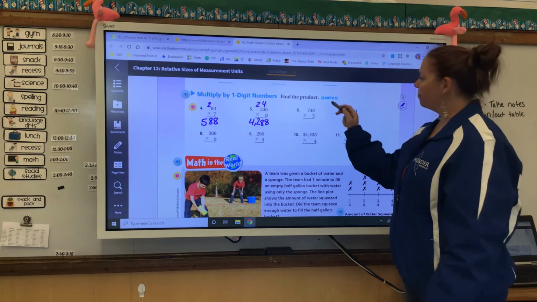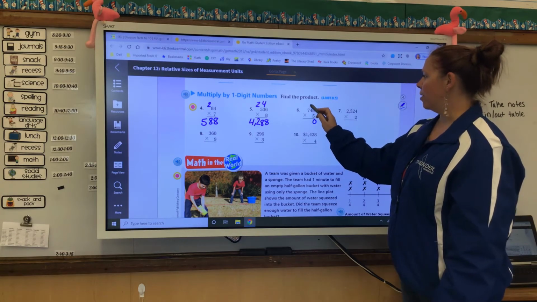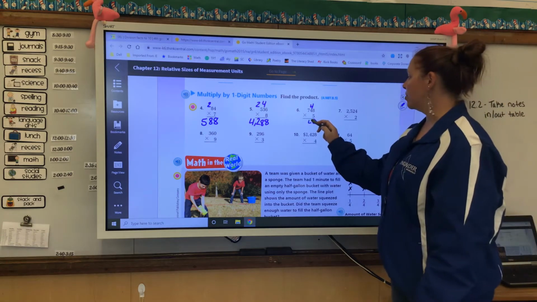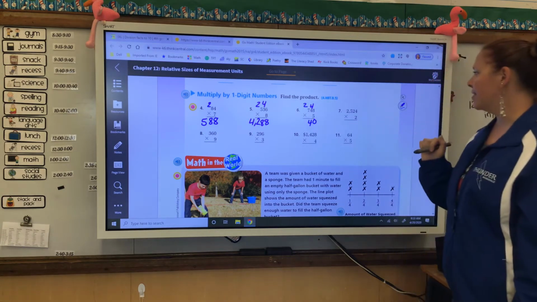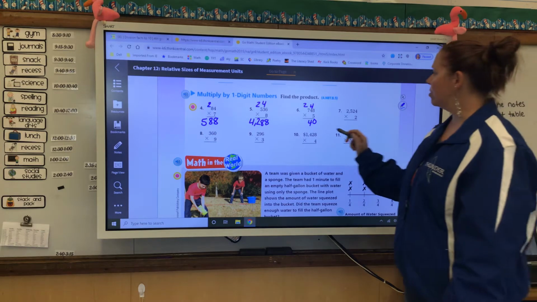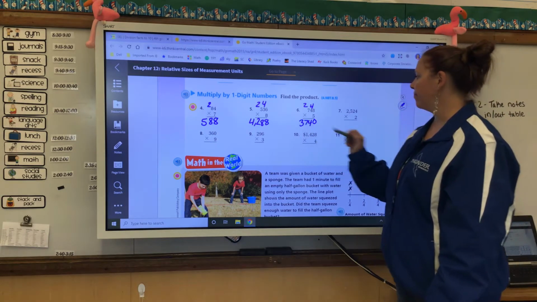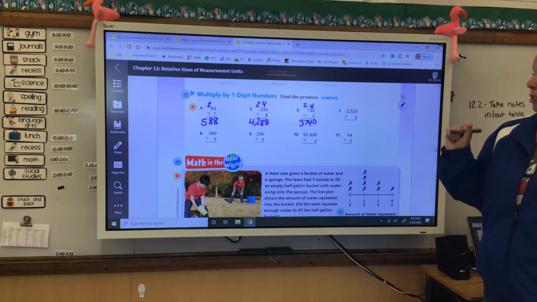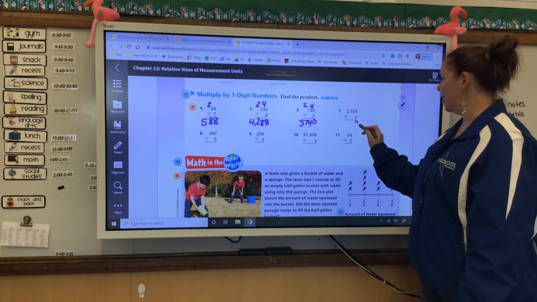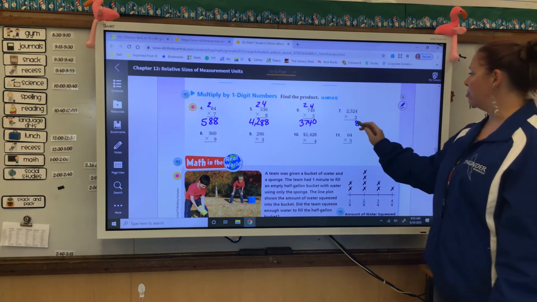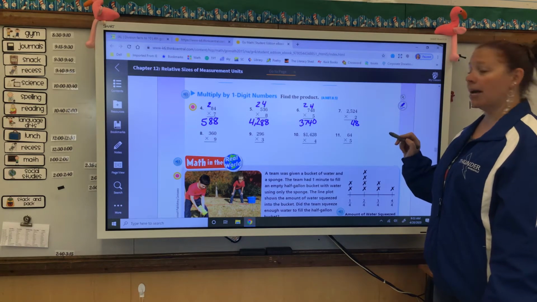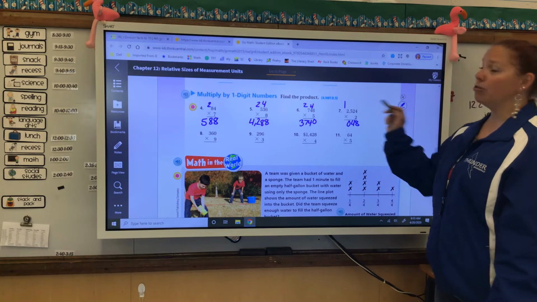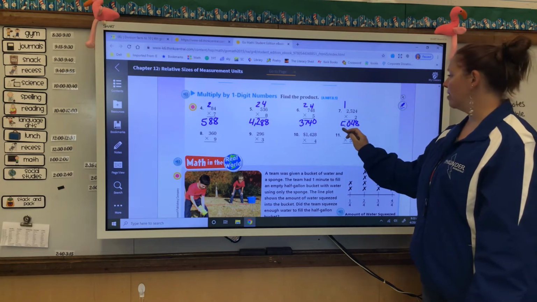748 times 5. 8 times 5 is 40, carry the 4. 4 times 5 is 20, plus 4 is 24. And 7 times 5 is 35, plus 2 is 37. 2,524 times 2. 4 times 2 is 8, nothing to carry. 2 times 2 is 4. 2 times 5 is 10, write the 0, carry the 1. 2 times 2 is 4, plus 1 is 5.